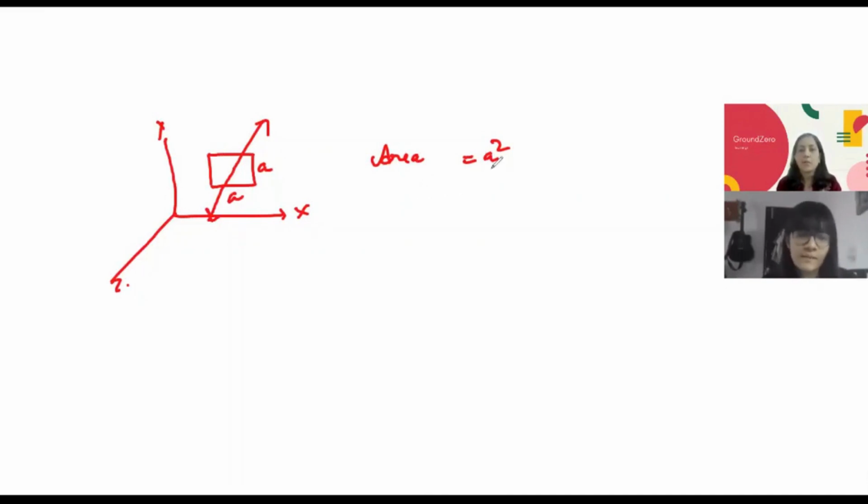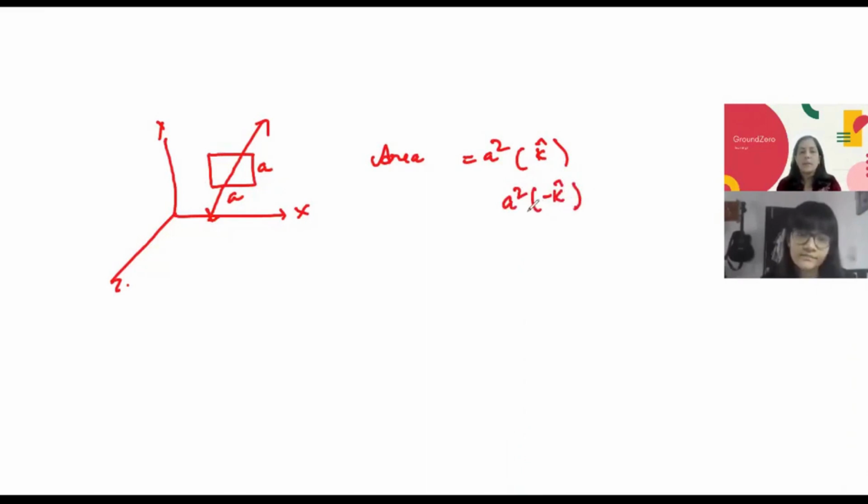That's clear. So that means it is towards the positive z-axis, so I can write A square k cap, positive. But it can also be towards the negative z-axis, because the area is a vector quantity and it is always perpendicular to the surface. So I can also write A square minus k cap.